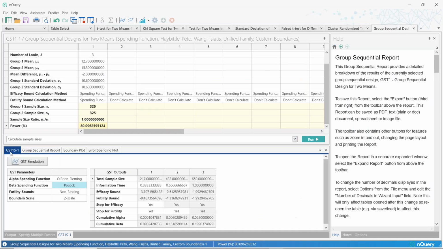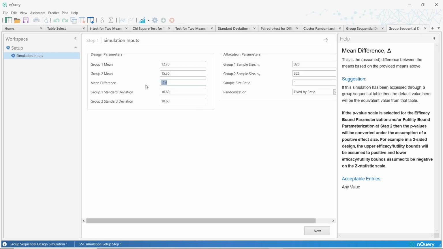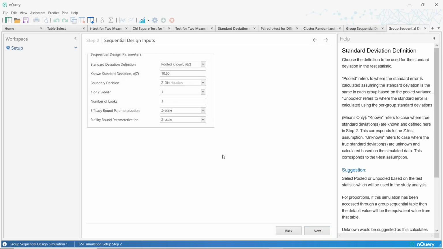And of course, in nQuery, we provide these simulation tools. So if you wanted to evaluate some kind of interim scenario, where the mean difference was like half what you expected, you could click through all of these. I'm not going to go through this today. We covered this in several webinars previously, and you could evaluate what happens under other scenarios of interest to you via simulation as well.